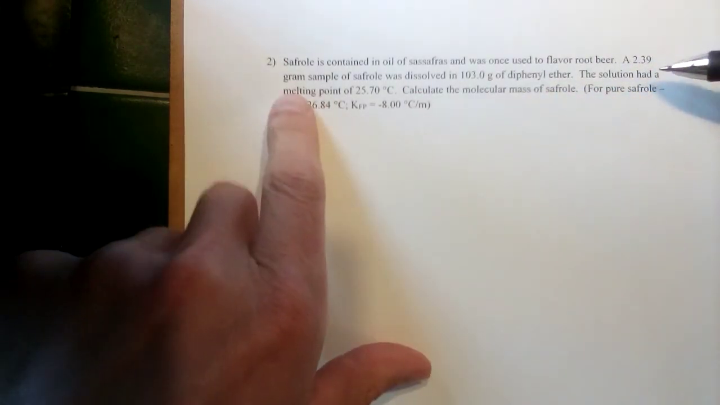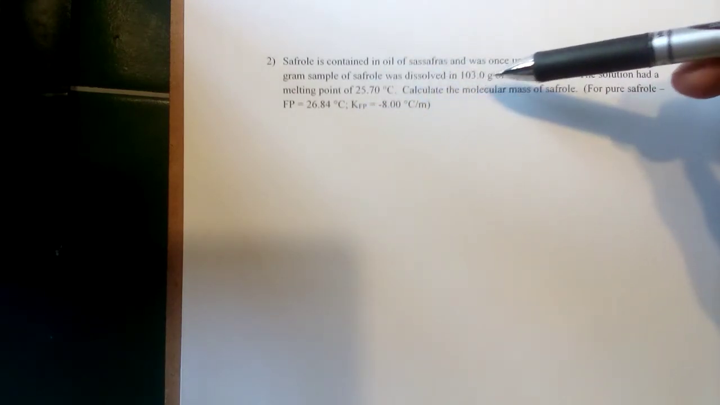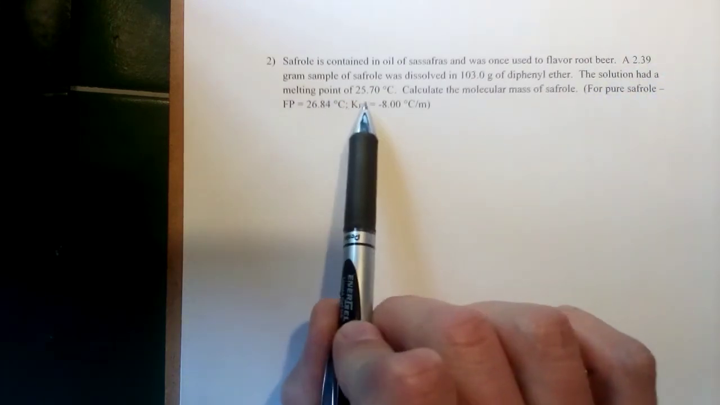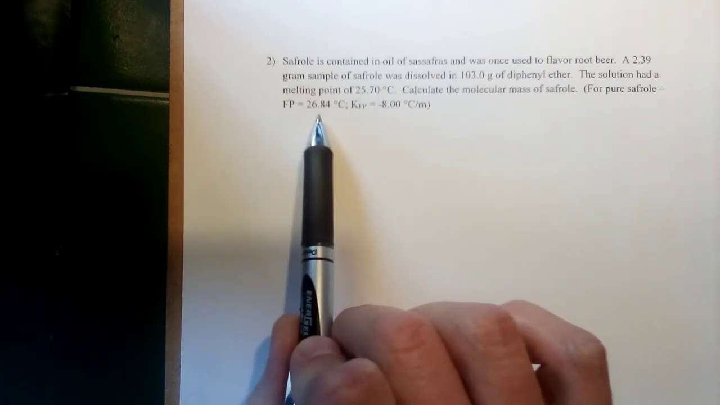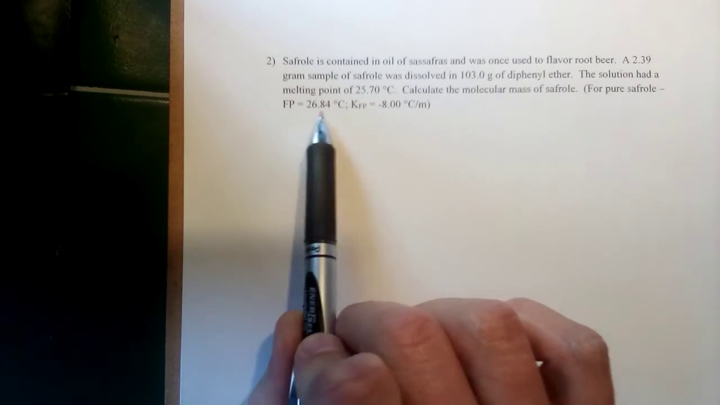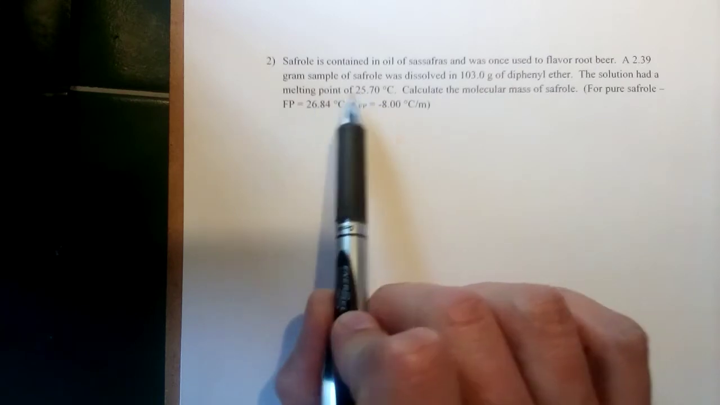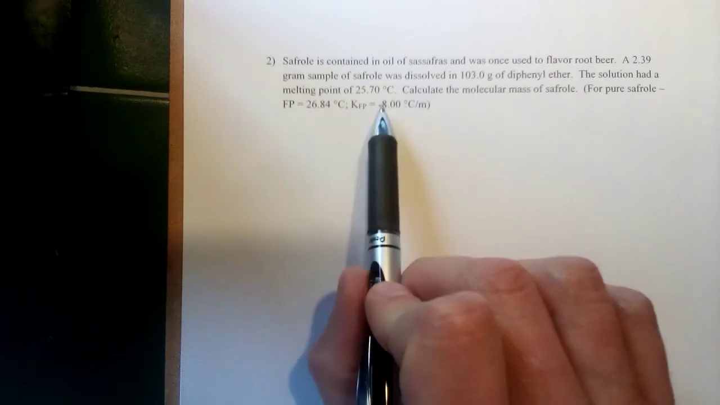But once we get into the data here of the problem, we've got a 2.39 gram sample. Okay, so we know the mass. Dissolved in 103 grams of diphenyl ether, mass of the solvent, so that'll be useful along the way. And this solution melts at 25.70 degrees C. We're comparing that to the normal melting point or freezing point of the pure solution, which would be 26.84 degrees C. So there's a temperature change of the freezing point that we can use. We've also got the constant down there.